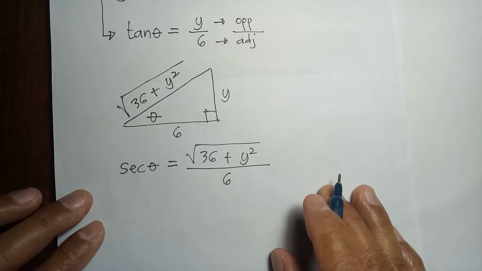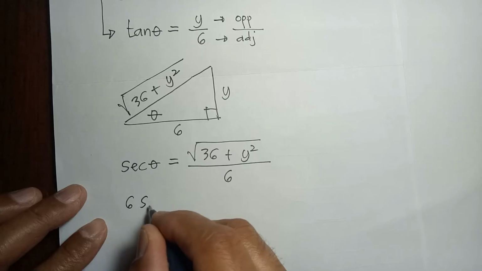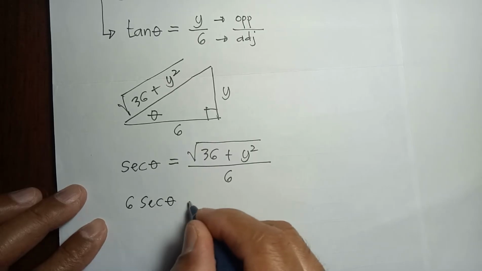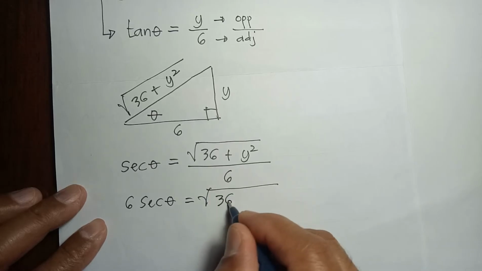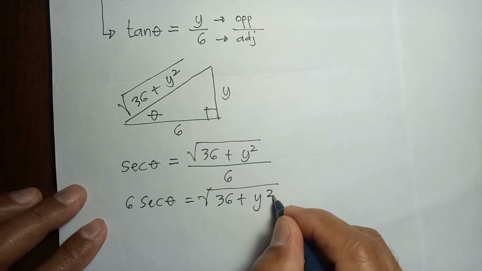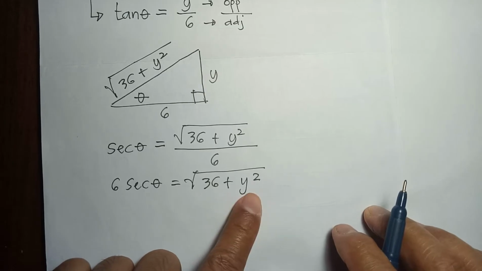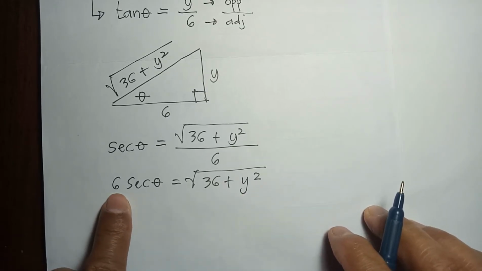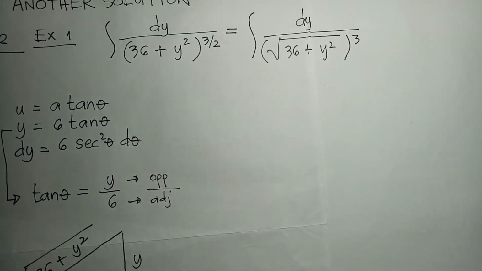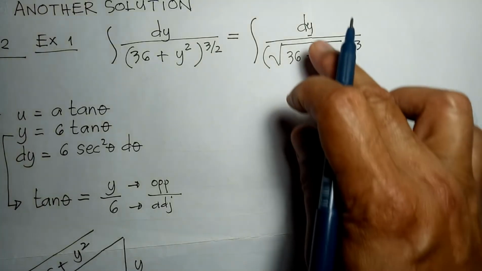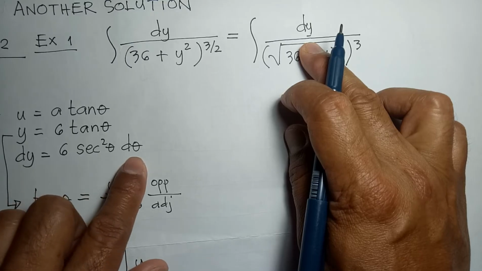So, solving for square root of 36 plus y squared, then we will have 6 secant of theta equals square root of 36 plus y squared. Okay. So, ang equivalent ng square root of 36 plus y squared in trigonometric function, 6 secant of theta. So, balik tayo sa problem. So, gagamit na tayo ngayon ng substitution. So, yung dy equal siya sa 6 secant squared theta d theta.